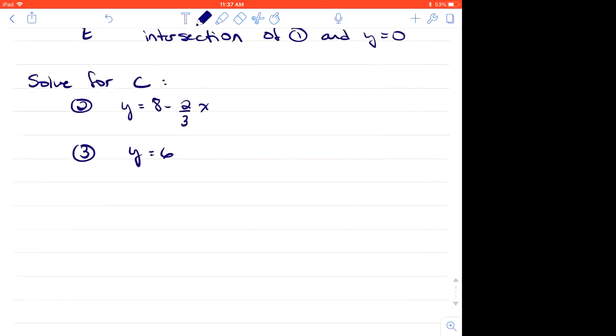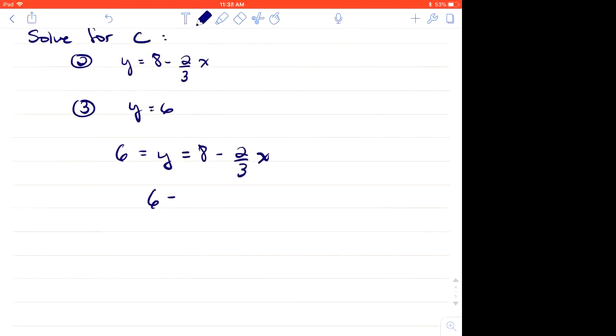Substitution, right? We solve for one variable in one of the equations. Let's say y equals 6. We already know it. Substitute it into the other one. So then we can say that 6 equals y, which also equals 8 minus 2 over 3x. If you don't want to have this kind of gateway, 6 equals y, y equals 8 minus 2 over 3x, that's fine. We could just write 6 is 8 minus 2 over 3x, because by definition, the point where they intersect, that is where the two lines are equal.